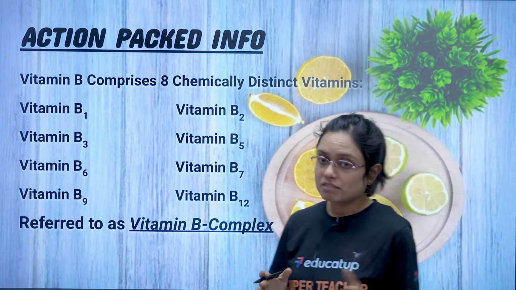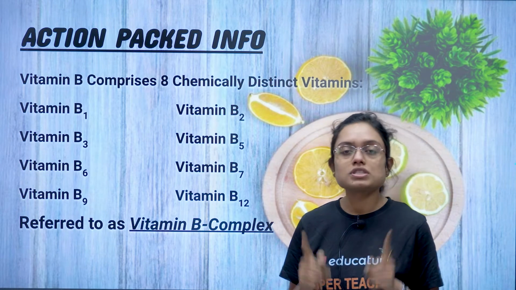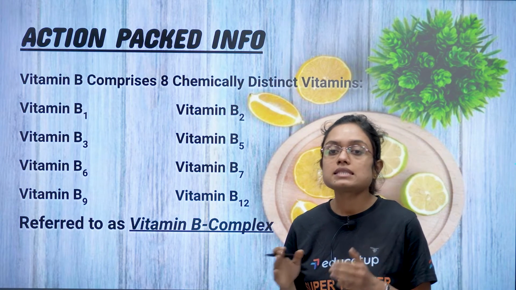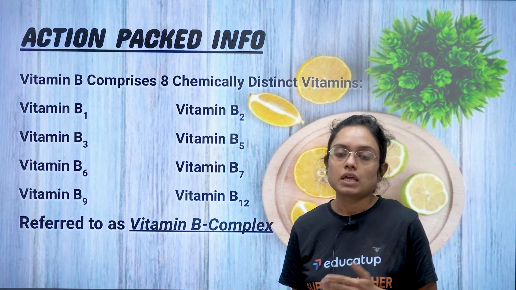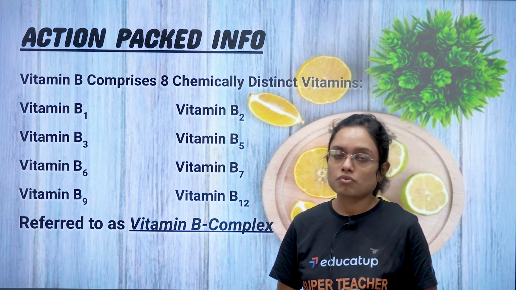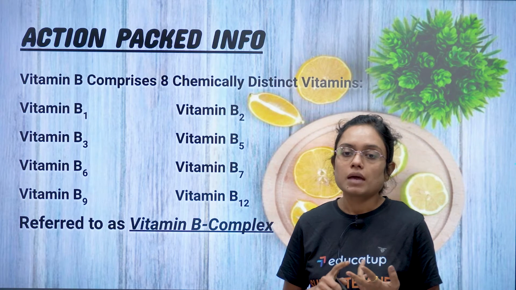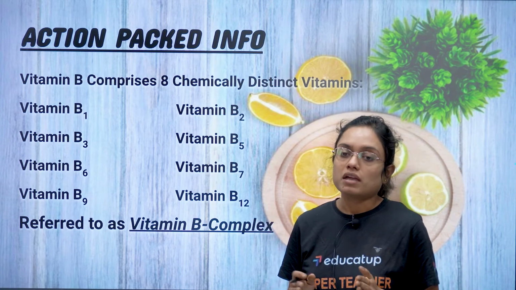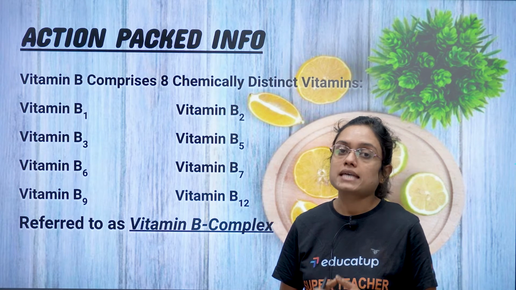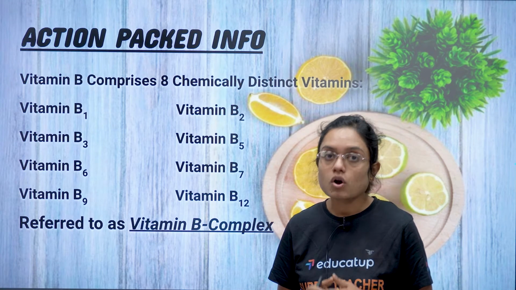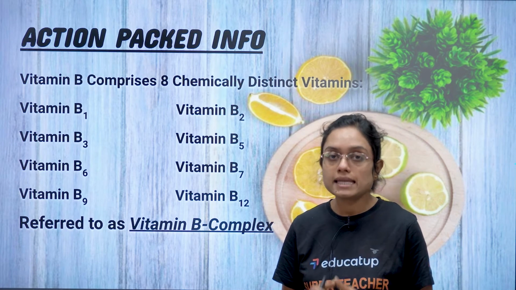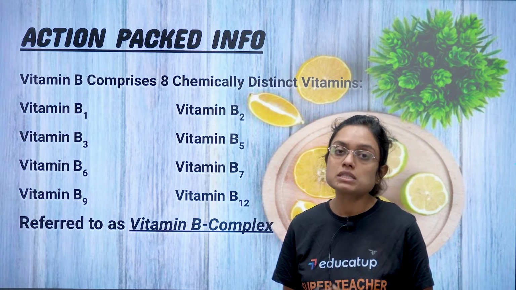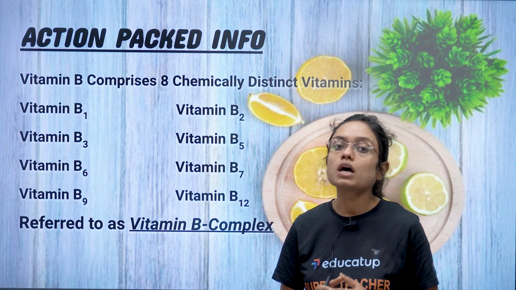Some action-packed info, guys, very important for you, note it down. Vitamin B comprises 8 distinctive vitamins: Vitamin B1, B2, B3, B5, B7, B9 and B12. That is why vitamin B is referred to as vitamin B complex, because it is made up of all these 8 parts. These 8 vitamins together are known as vitamin B complex.